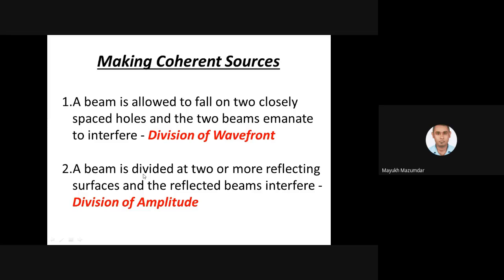Second one is you have a beam. You have to exploit the reflection property of light. What you will do? The beam, you will first make it reflect on reflecting surfaces, and the reflected beams will interfere. This process is called the division of amplitude.